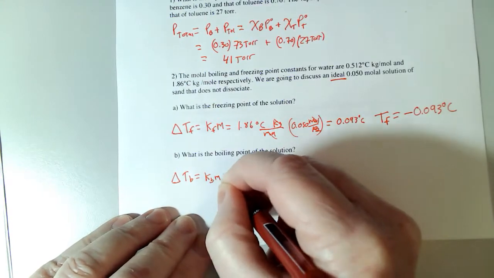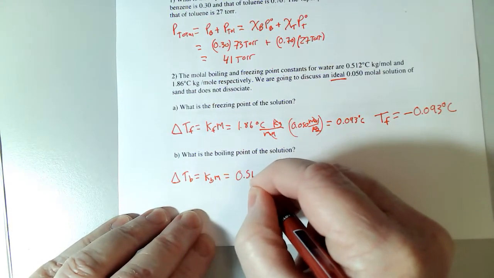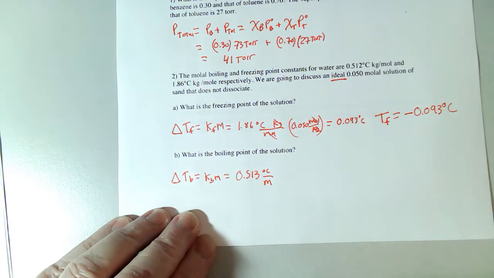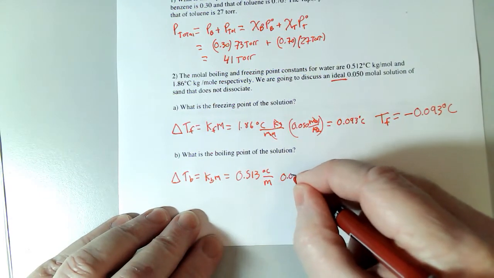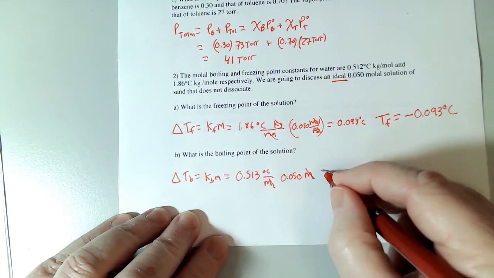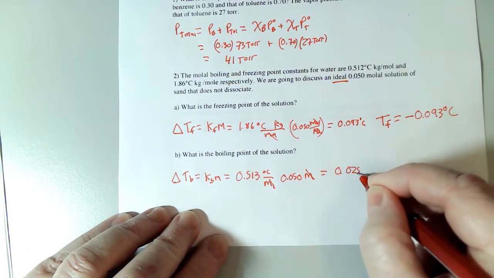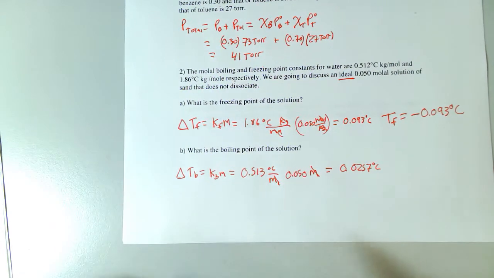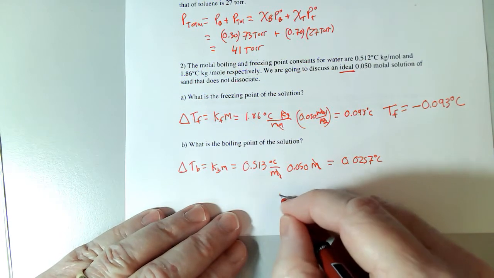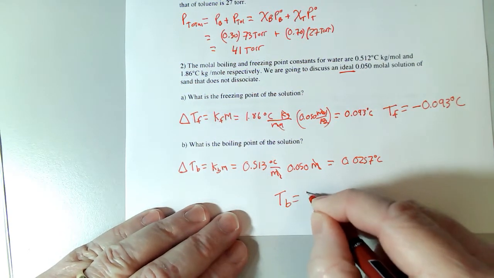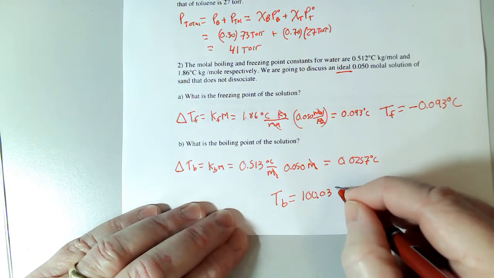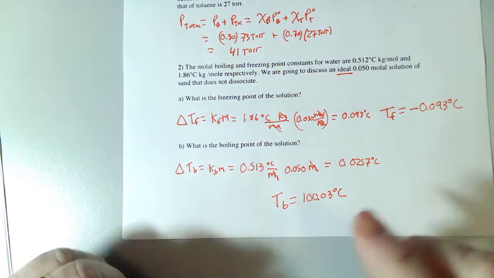Okay? Now, the boiling point, delta TB, equals KBM, which equals 0.513 degrees Celsius. I'm going to write it per molal this time, times 0.050 molal, and the molals cancel. And this equals 0.0257 degrees Celsius. A lot of sig figs I won't end up using. Now, the normal boiling point for water is 100 degrees. So I'm going to add this to 100 degrees and get 100.03 degrees Celsius. I'm just rounding that off.